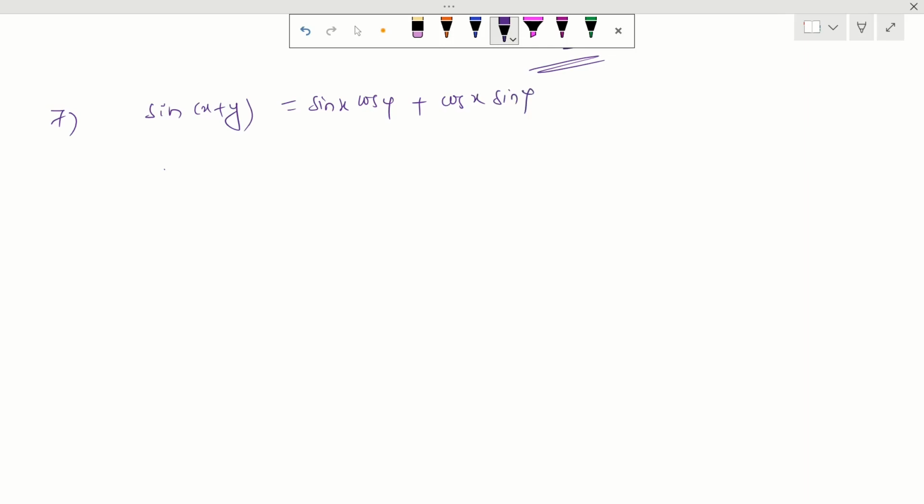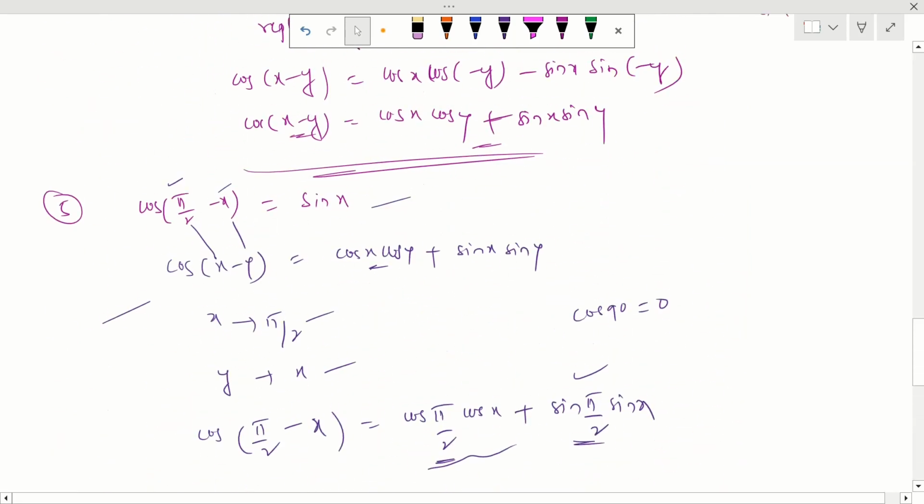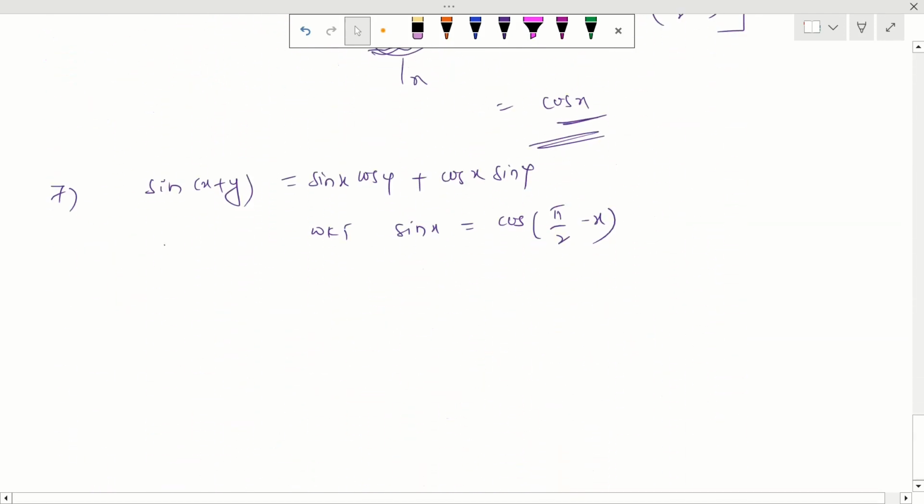How can we prove it? We know that sin x is cos of (pi by 2 minus x), as in the previous fifth formula: cos of (pi by 2 minus x) is sin x. Therefore, we can write sin x is equal to cos of (pi by 2 minus x).